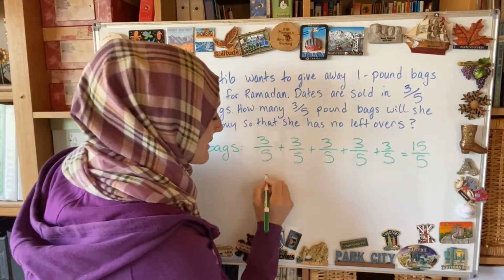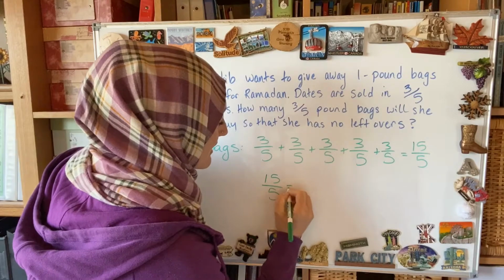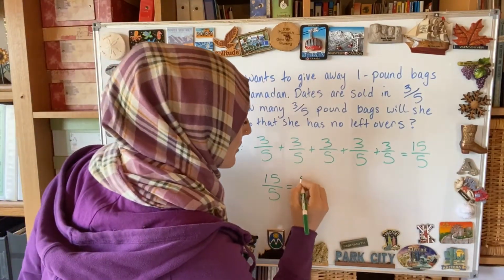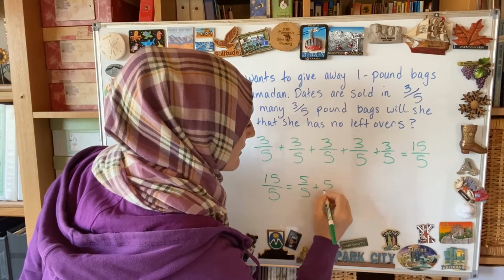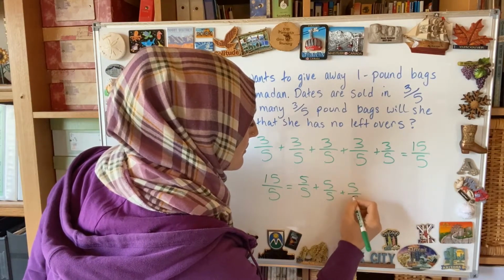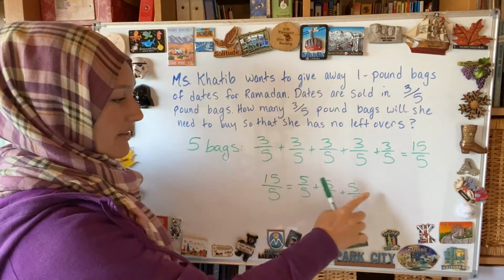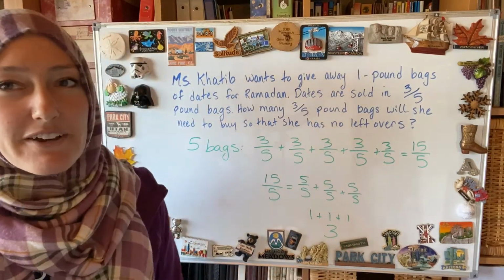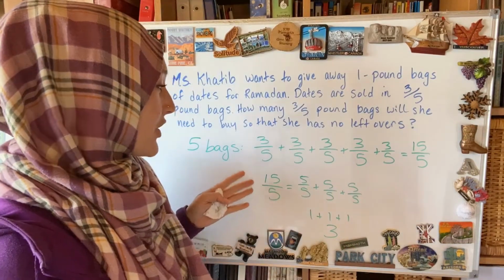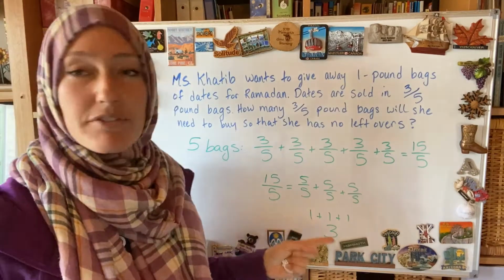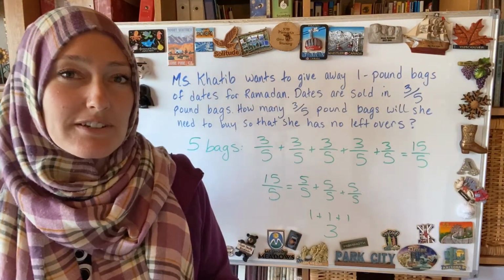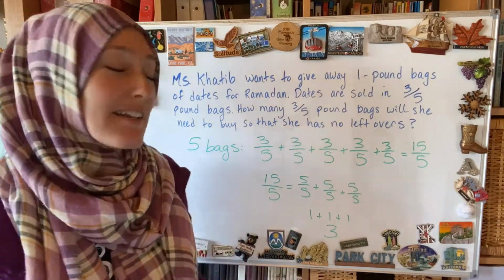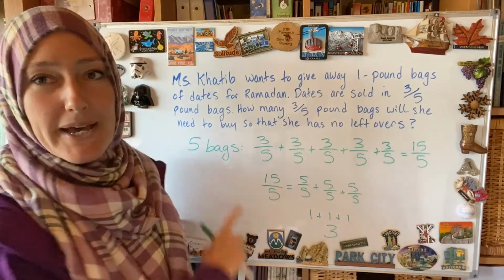Your longer thought process is how many wholes can I pull out of this? How many 5/5 are there? So 1, 2, 5, 10, 15. There are 1, 2, and 3. So there are 3 5/5 that are in here. So that means, can I have my dates repackaged into the bags without having any leftovers? Yes. How many bags would I need? I would need 5 bags.